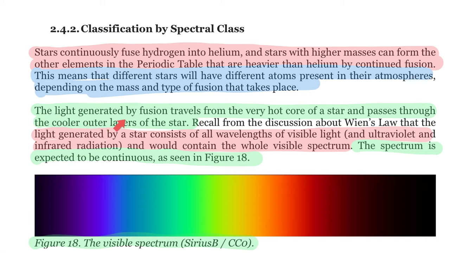Now, the light generated by fusion travels from the very hot core of a star and passes through the cooler outer layers of the star.